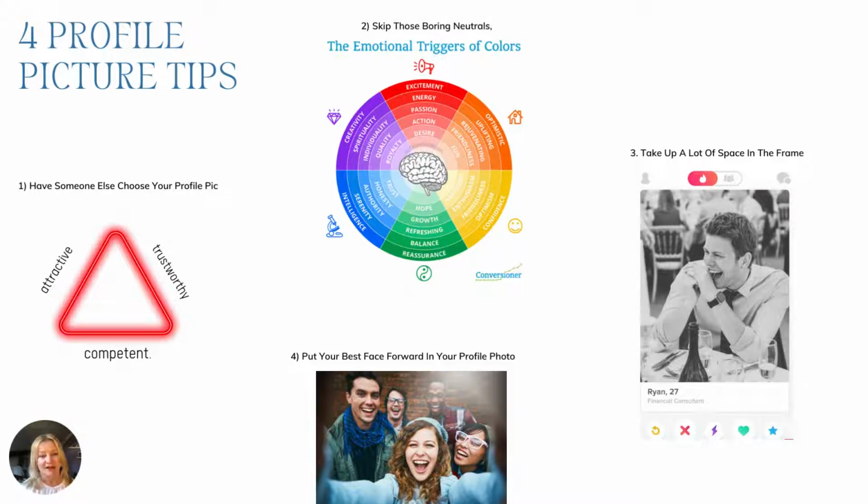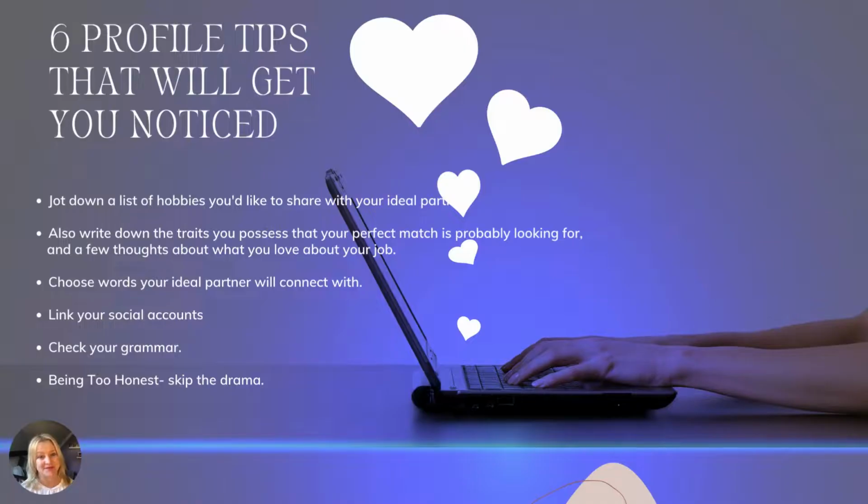So let's have a look at what you can write in your profile and how you can better your chances with this. I'm going to give you 6 tips today on how you can really get an amazing profile written so that you can attract your perfect partner. The first thing is make notes before you start randomly writing. Write down the things that you like to do, your hobbies, but most importantly, the hobbies that you'd actually like to share with your ideal partner.